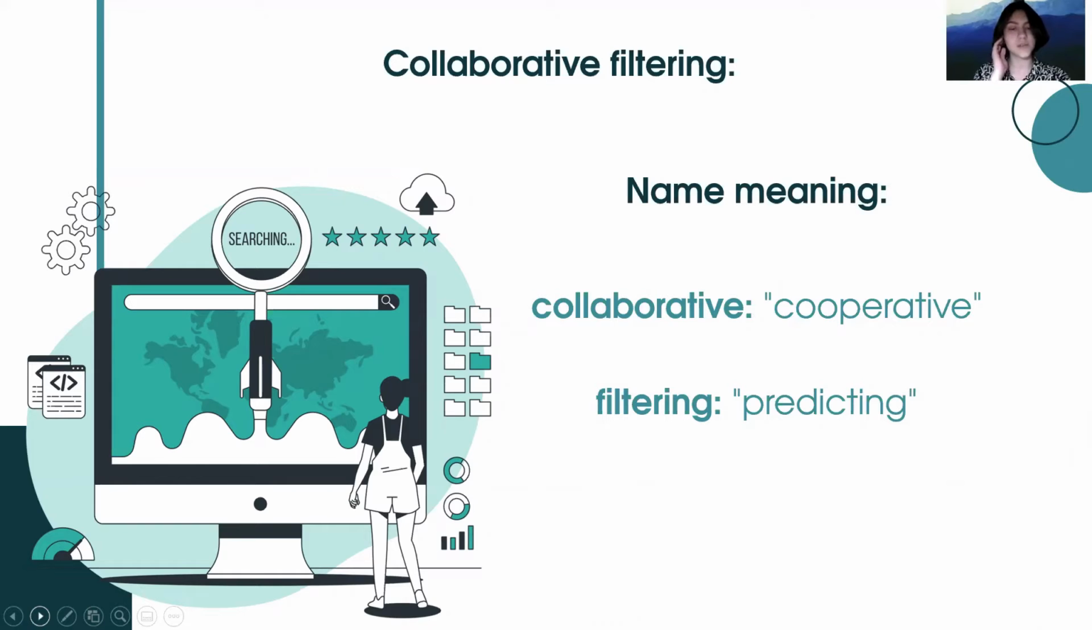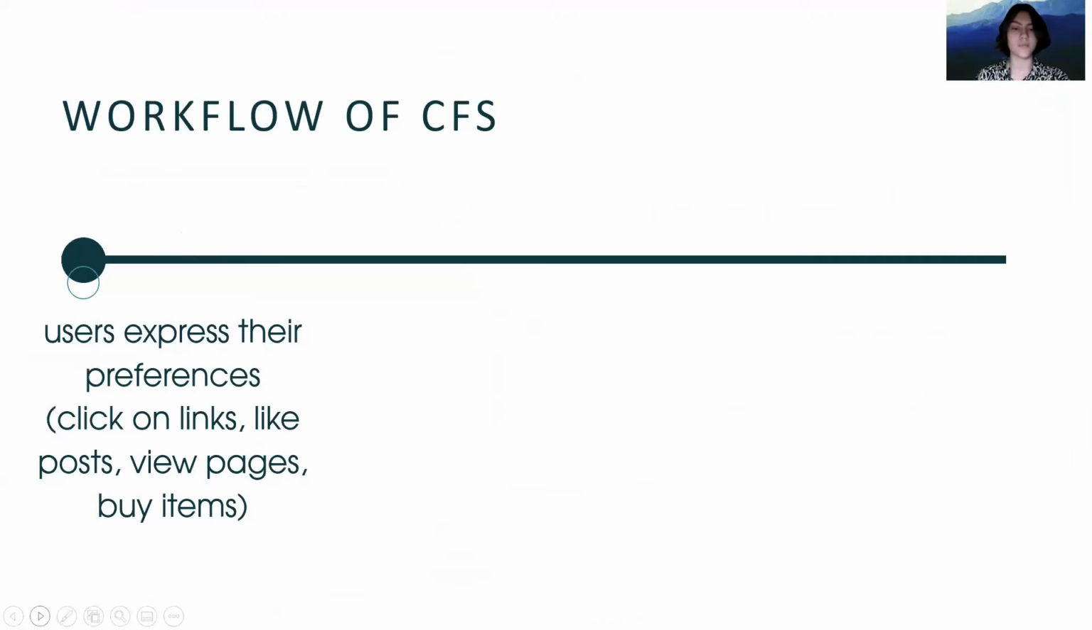In the next slide, you can see the typical workflow of a collaborative filtering system. First, users express their preferences by interacting with the system. Users click on links, like posts, view pages, and buy items. The system remembers it and understands those actions as expressions of interest.